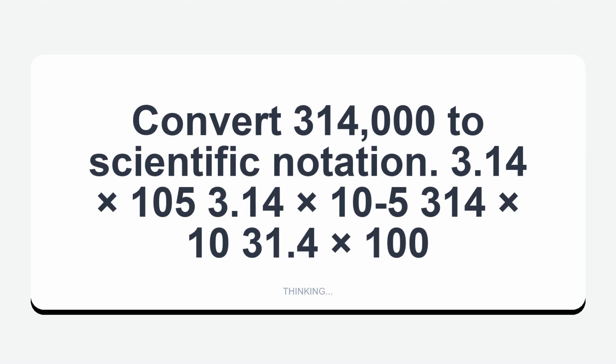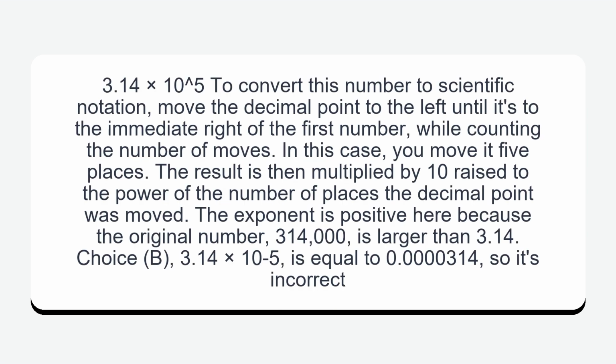Convert 314,000 to scientific notation. 3.14 times 10 to the 5th, 3.14 times 10 to the 5th, 314 times 10, 31.4 times 100. 3.14 times 10 to the power of 5. To convert this number to scientific notation, move the decimal point to the left until it's to the immediate right of the first number, while counting the number of moves. In this case, you move it 5 places. The result is then multiplied by 10 raised to the power of the number of places the decimal point was moved. The exponent is positive here because the original number, 314,000, is larger than 3.14.